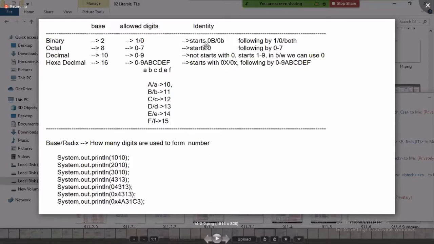In an octal literal, after 0, the allowed digits are 0 to 7: 0, 1, 2, 3, 4, 5, 6, 7. In a decimal literal, the allowed digits are 1 to 9; it should not start with 0. In between, we can use 0, so 1 to 9 and 0 are allowed, but 0 should not be the first digit. If 0 is the first digit, then it is considered an octal literal.